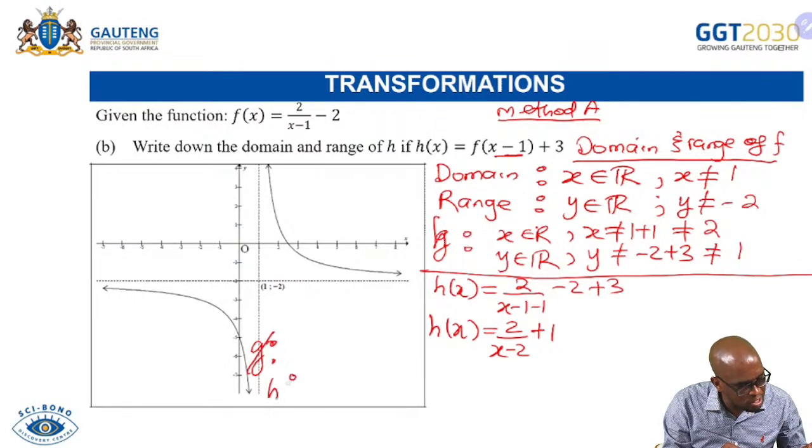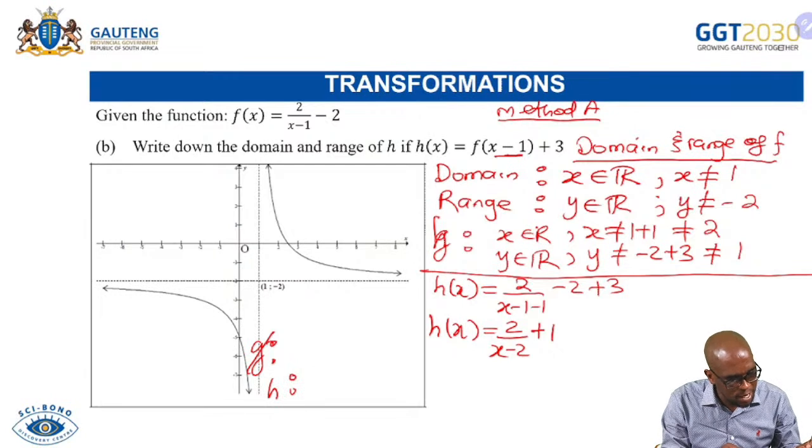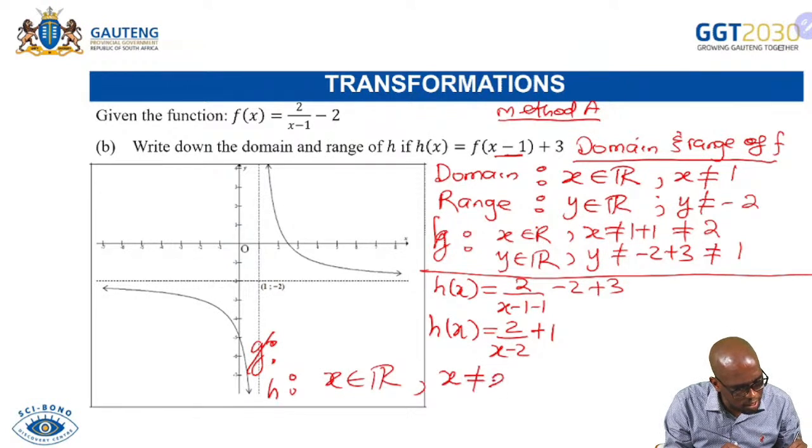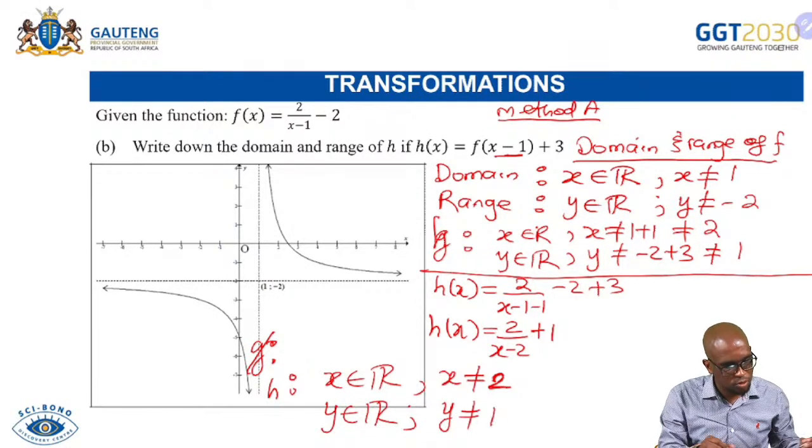For this new function h, the domain would be x, an element of all real numbers, but you should exclude the asymptote. The asymptote in this case is x minus 2, which means x is equal to 2. So you should not have 2 in this case. So x cannot be equal to positive 2. And then the range should be y, an element of all real numbers, but now y should not be equal to the horizontal asymptote in this case, which is 1.